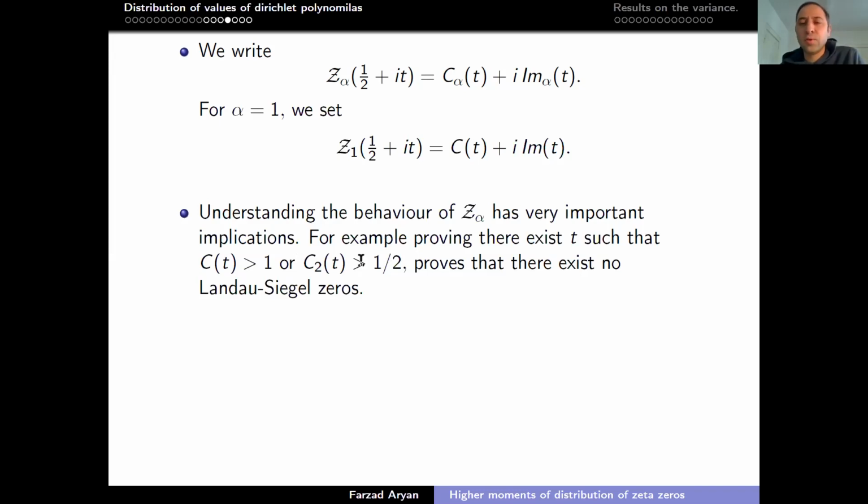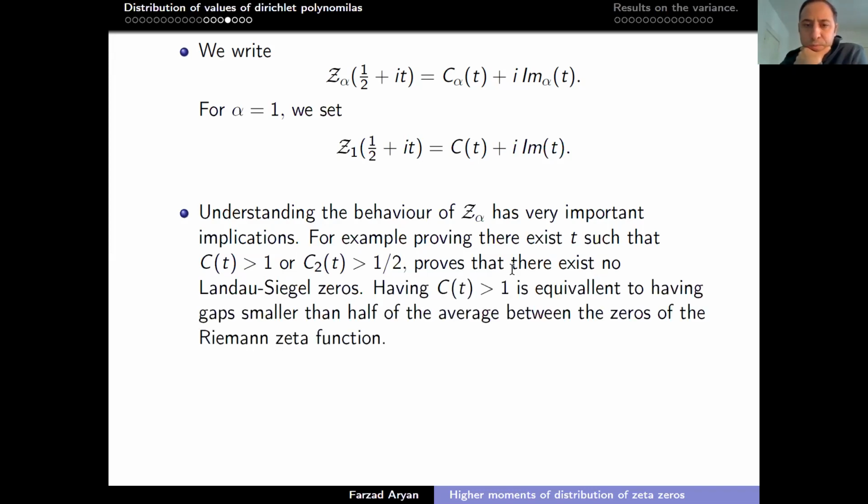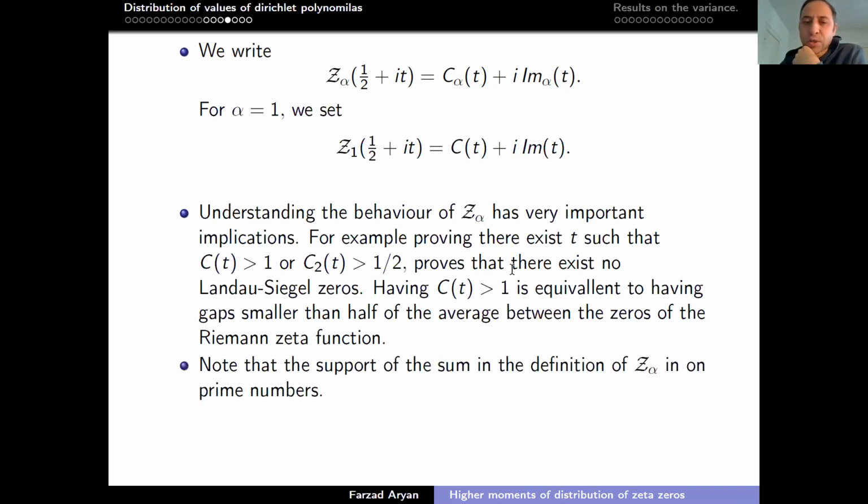They both give you the very important application that there is no Landau-Siegel zero. And if you caught Ali's talk, he was talking about how important this is for the class number problems and things that come from algebraic number theory. So as I said, having C bigger than 1 is equivalent to having gaps smaller than half the average gap between zeros of the Riemann zeta function.